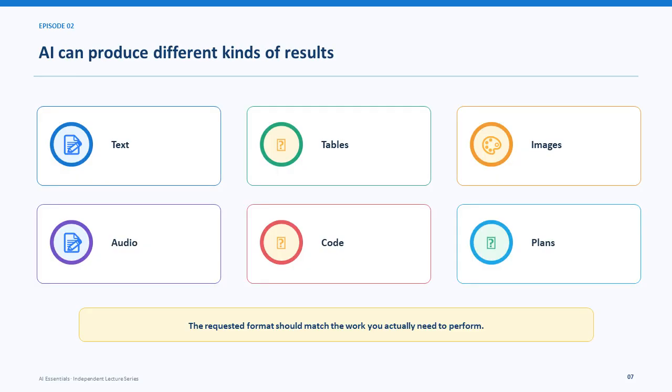The result can take many forms. AI may produce written text, a table, an image, audio, computer code, or a plan. The requested format should match the work you actually need to perform. A good paragraph is not useful when the task requires a checklist, and an attractive image is not sufficient when the task requires verified information.